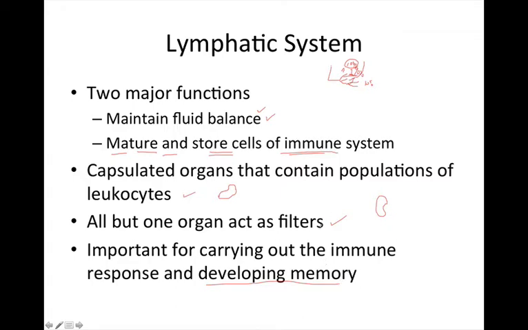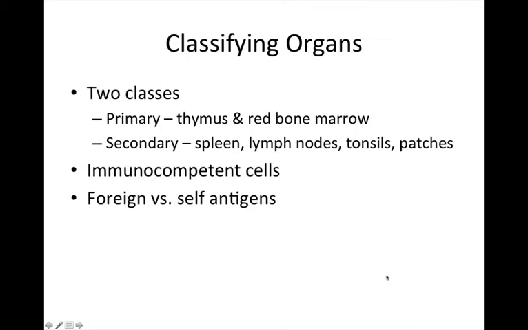So remember, I said that all but one of these organs act as filters. We push some kind of fluid or material into or through these lymphoid organs, and whatever comes in contact with these organs is going to come in contact with white blood cells that are stored in there. As a result, if it is a pathogen, we will carry out an immune response against it, and then we will develop a memory against it, so we can carry out a more effective response if we are ever exposed again. In a very general sense, that's what the lymphatic system does.